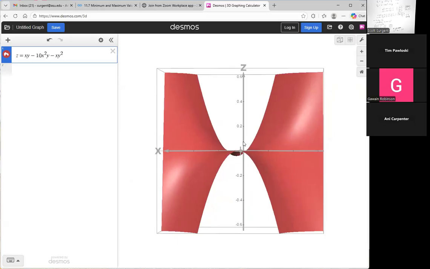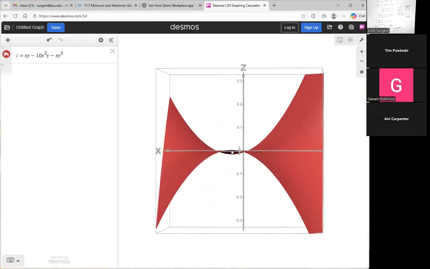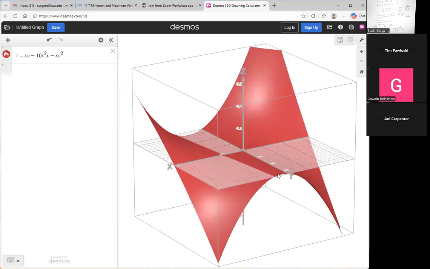See if I can get it. Let me see if I can zoom in. Can you see it at the top of it? Yeah, just barely. Oh my Lord, what a sneaky function, right? Yeah, it seems like the math and everything adds up. That was a good problem.